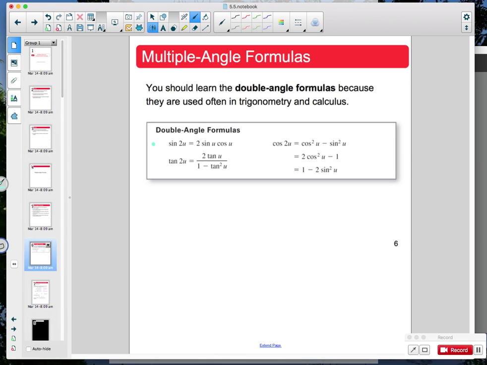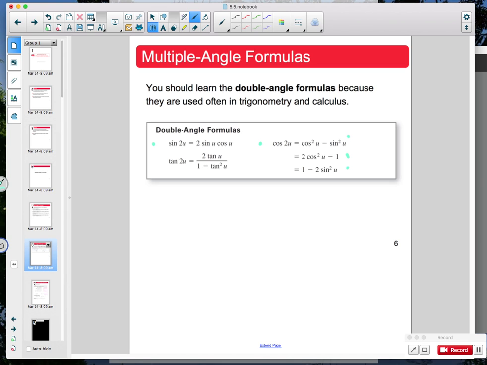I think the most famous formula of all: sine of 2u becomes 2 sine u cosine u. That's the one that most people use everywhere. Next one, the cosine 2u has 3 formats. Cosine of 2u becomes cosine squared u minus sine squared u, or 2 cosine squared u minus 1, or 1 minus 2 sine squared u.